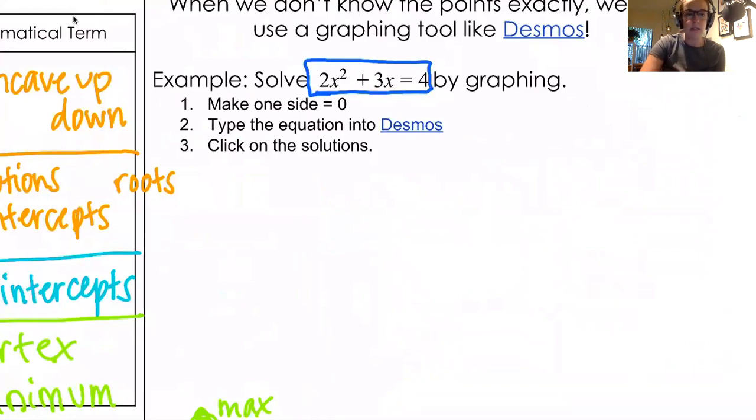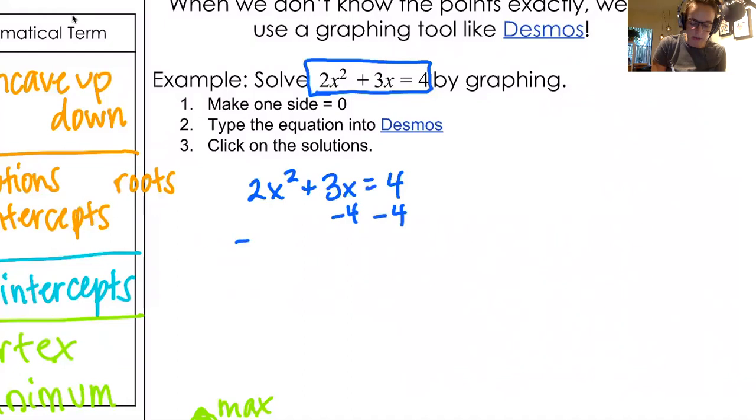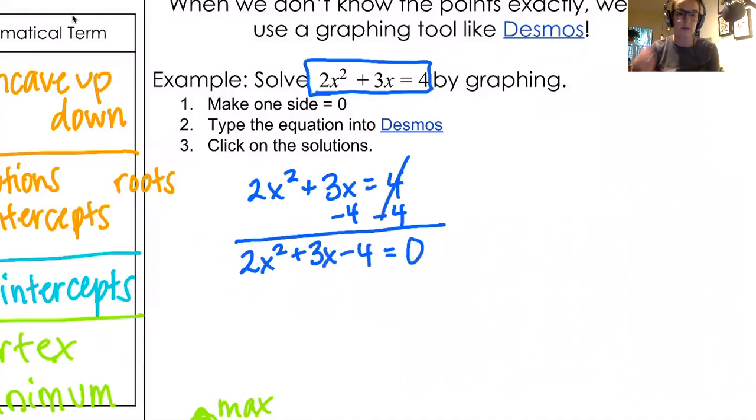So what we're going to do, first things first, is make one side equal to 0. So we have 2x squared plus 3x equals 4. I see that the x squared is positive on the left side, so I'm just going to move everything from the right side over. So I'm going to go ahead and subtract 4. There's no like terms here, so I'm going to pop it on the end there. So 2x squared plus 3x minus 4 equals 4 minus 4 is 0. So the first step is to make one side equal to 0.